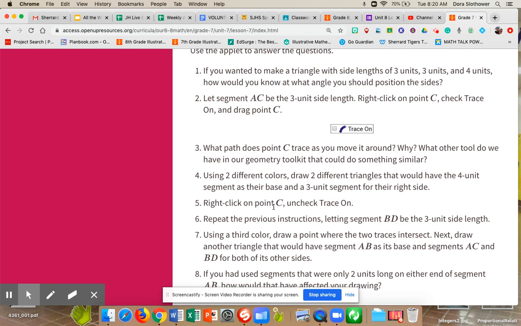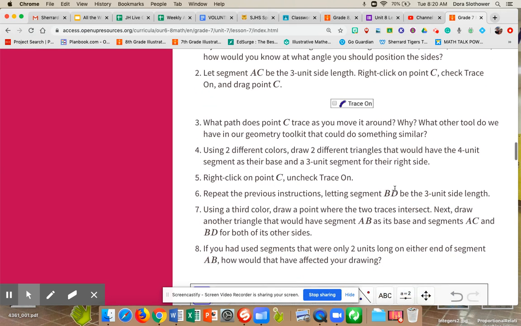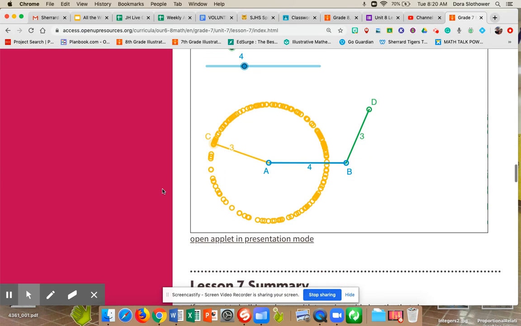Using 2 different colors, draw 2 different triangles that would have the 4-unit segment as their base and the 3-unit segment as their right side. So there's the base, it's going to be 4. And then they want the right side, this side over here, to also be 3. So we're going to trace it again.